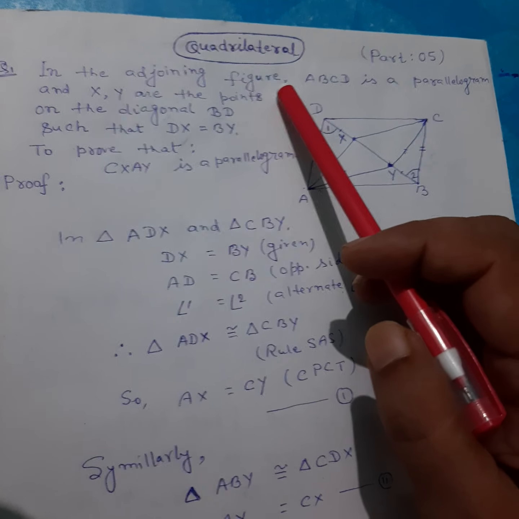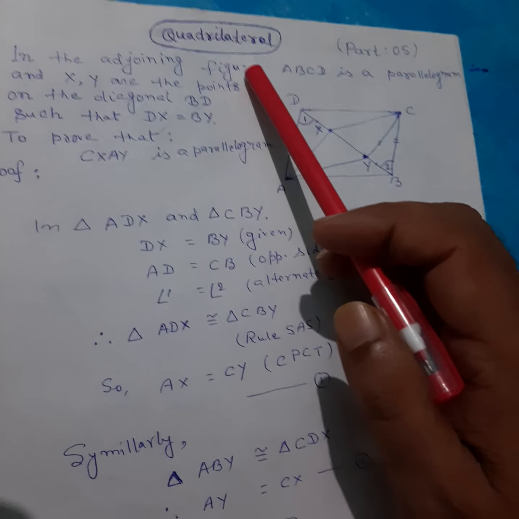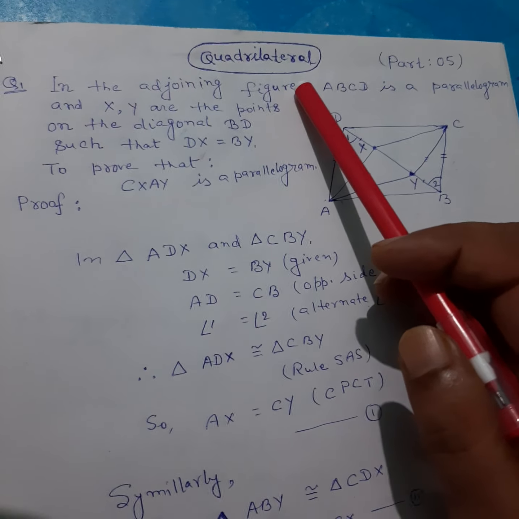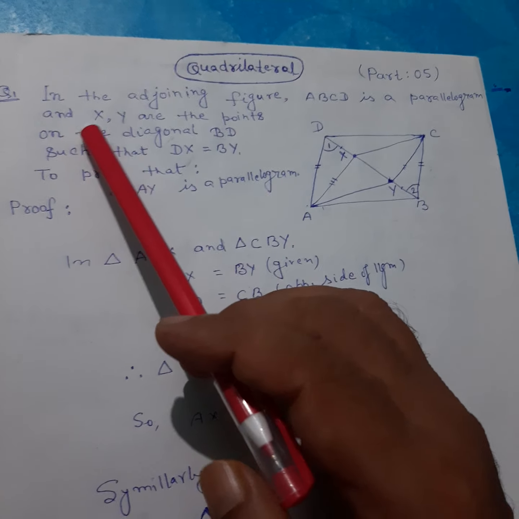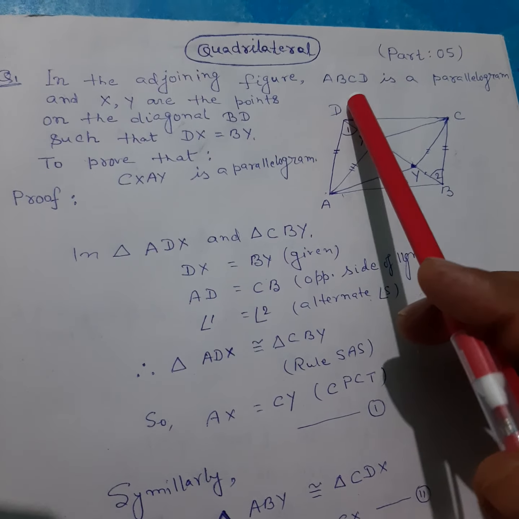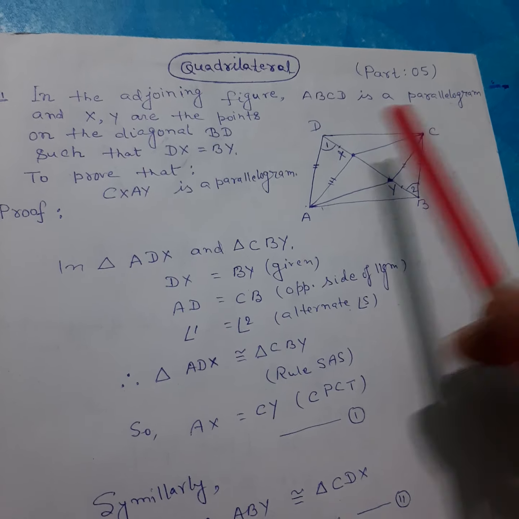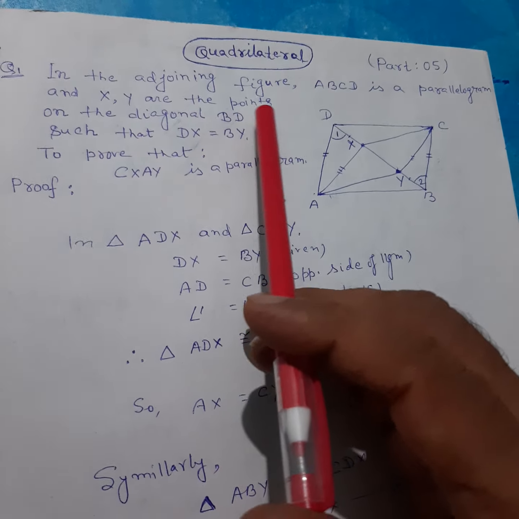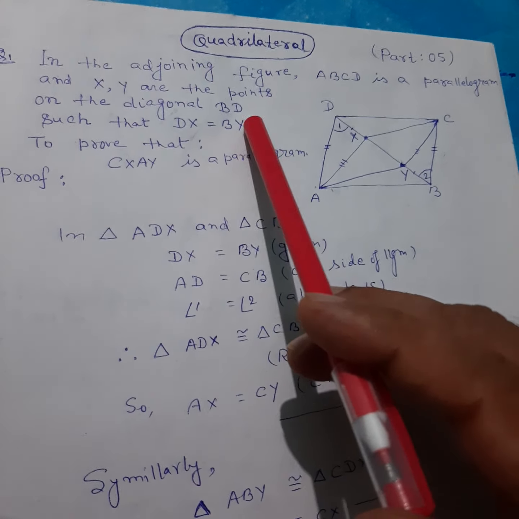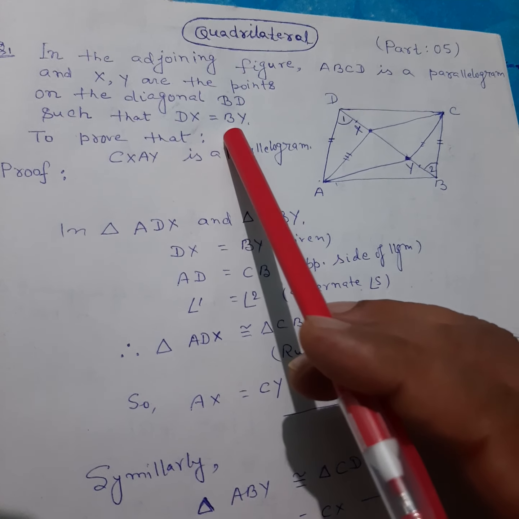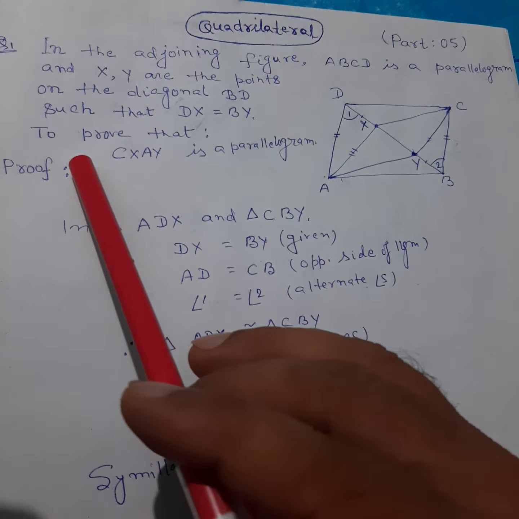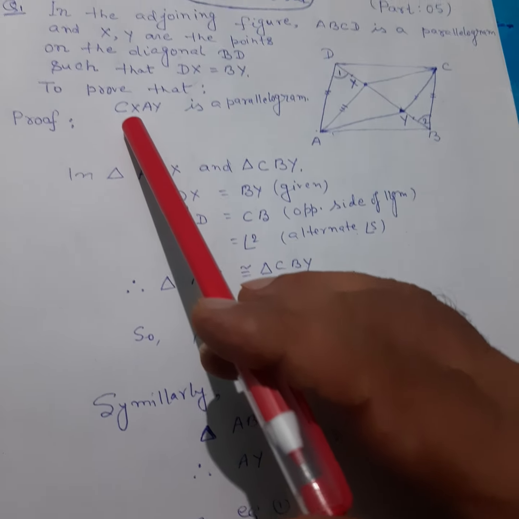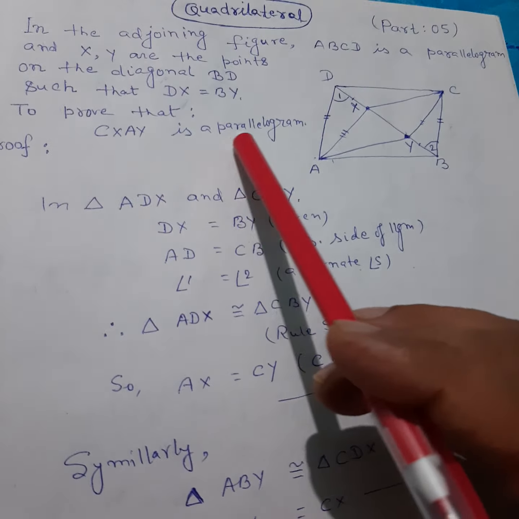In this video, I am going to discuss some questions of quadrilaterals. In the joining figure, ABCD is a parallelogram. X, Y are the points on the diagonal BD such that DX equals BY. To prove that CXAY is a parallelogram.